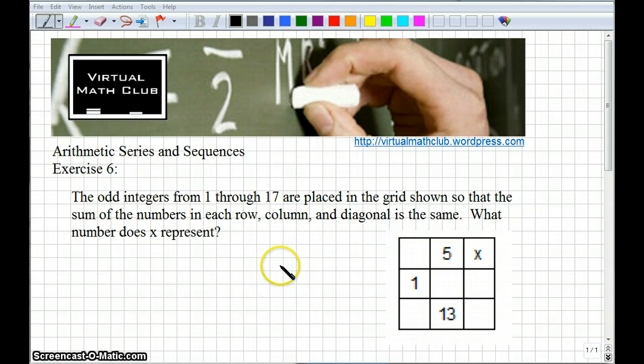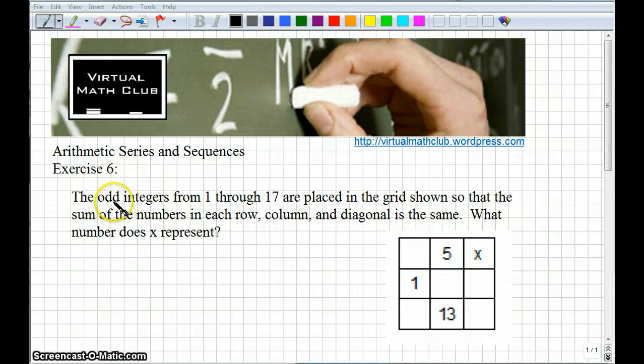You may be wondering why I included this problem in the lesson on arithmetic series and sequences. And the reason is that we can use the things that we've learned to help us solve this. So let's take a look at this.